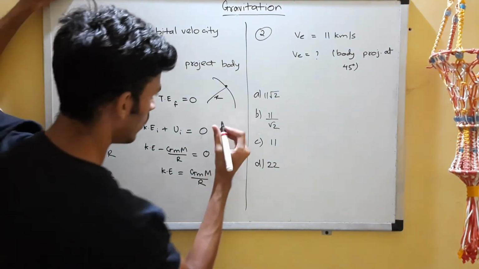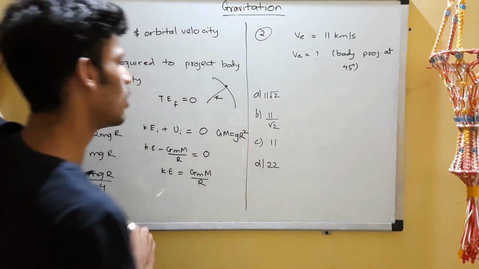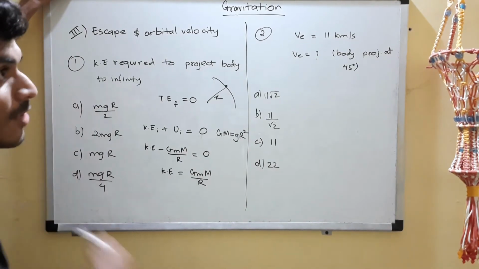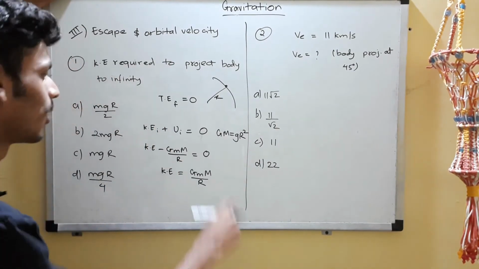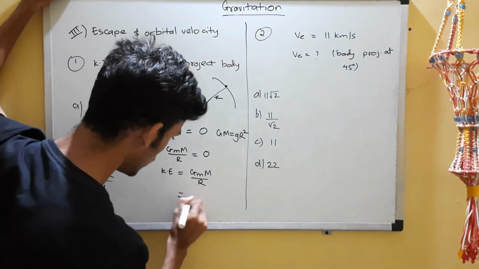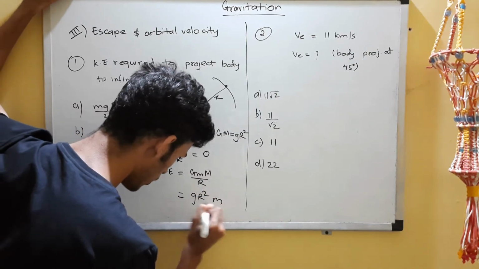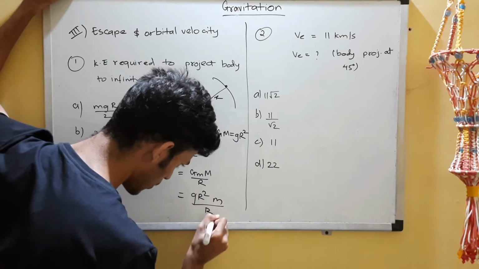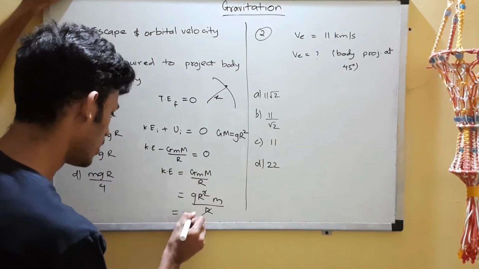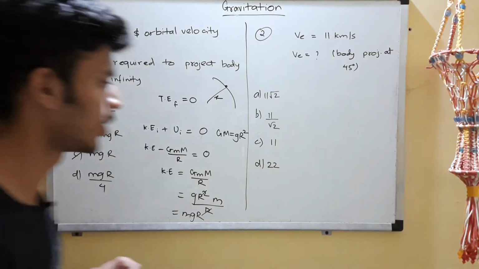Now we can in fact write GM as gR square. This is the relation that I told you in question 1 that we discussed today. Okay, not this question 1, the question 1 from topic 1. So GM is equal to gR square. Now is the time to use it. So GM, we can replace it by gR square, and here we also have a m, so that m and here this will cancel, and finally our answer will be mgR. So option C, mgR, is the correct choice over here.